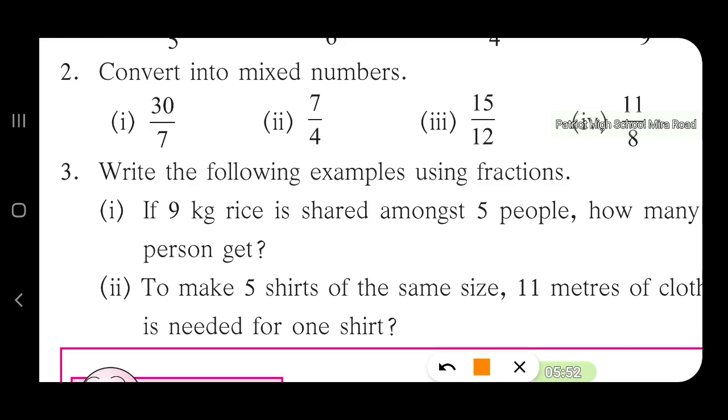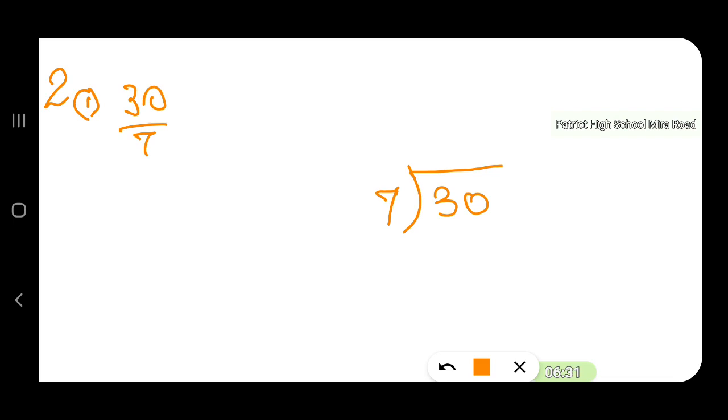Convert into mixed numbers. Second sum, convert into mixed numbers. Now this improper fraction has to be converted into a mixed number. So we will try to solve one by one. The first example, 30 upon 7. We will carry out the division. So for that purpose we write the divisor, the dividend, and then we start the division.